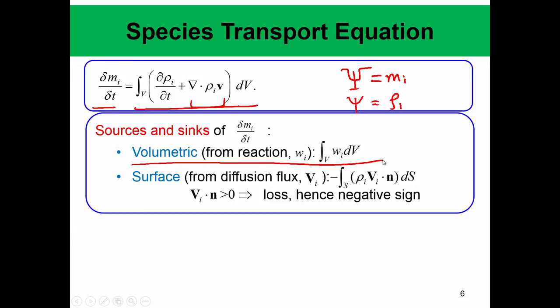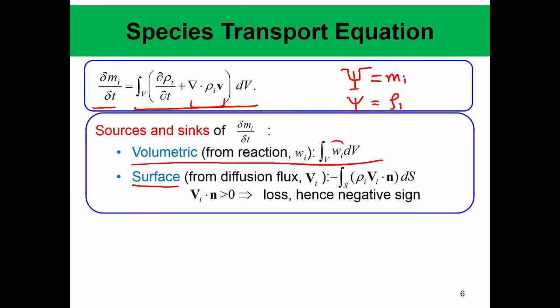which comes from reaction, and is given by this rho I dV, which is equal to Wi dV. Wi is nothing but the reaction rate that we have learnt, but in different units. We will come to that. It is actually in units of mass. So this is very slightly different from the reaction rate that we have seen. Whereas this one is the surface term, which we will also see.